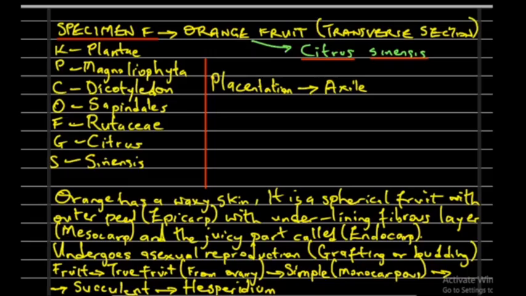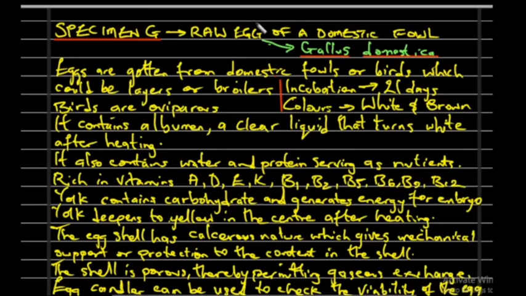So we move over to the next specimen, which is our specimen G. That is the raw egg of a domestic fowl. Eggs are gotten from domestic fowls or birds, which could be layers or broilers. Birds are oviparous, and that is why they have the ability to lay eggs.